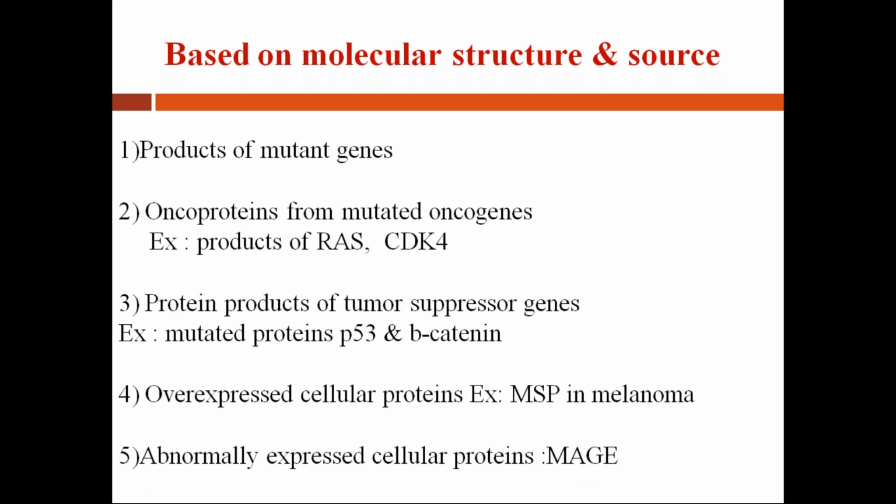Now, if that normal melanocyte gets transformed into a malignant cell, in that malignant cell there will be abnormal expression of that gene, leading to formation of abnormal proteins in the cytoplasm of that malignant melanocyte. So this is abnormal expression of the cellular protein which is normally silent. The gene is silent in the normal cell. It gets expressed when that cell undergoes malignant transformation.